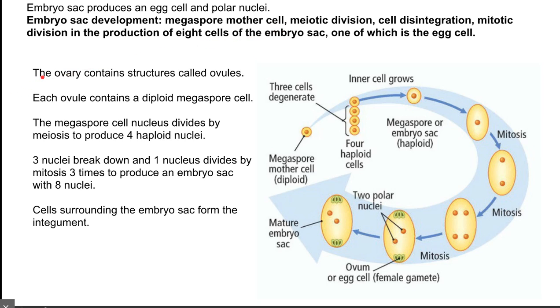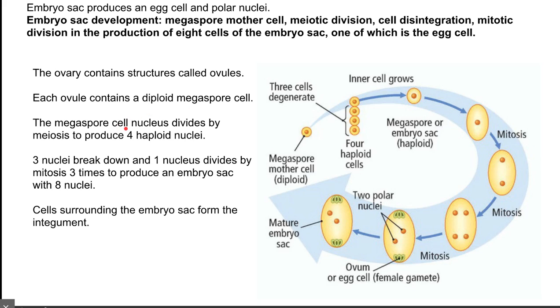Okay, we're going to start at the beginning, inside the ovary. So the stigma in the ovary. Inside the ovary, we have structures called ovules. Each ovule contains a diploid megaspore cell. Mega means big, so these are quite big cells in comparison to the microspore of the pollen grain. So we're starting with a diploid megaspore cell.